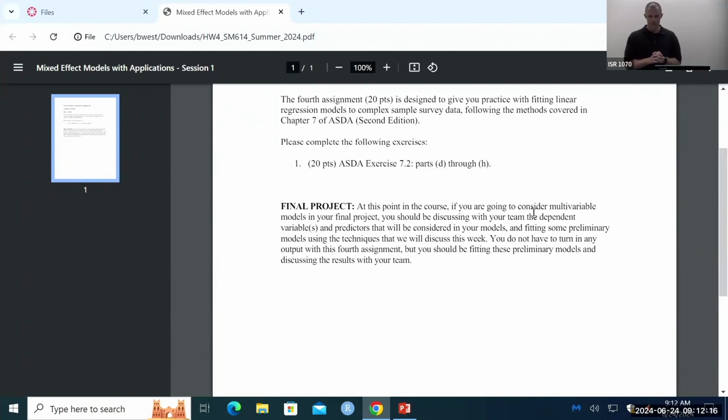Okay, so we'll talk about linear regression all week, driving up to this point, but these are the parts of exercise 7.2 that you're going to be submitting for homework number 4. So, questions, comments, thoughts about any of those parts of exercise 7.2?